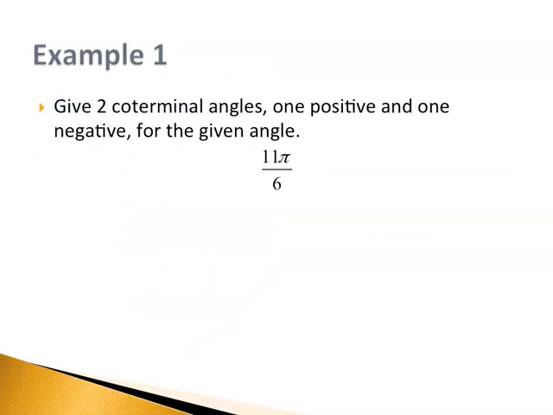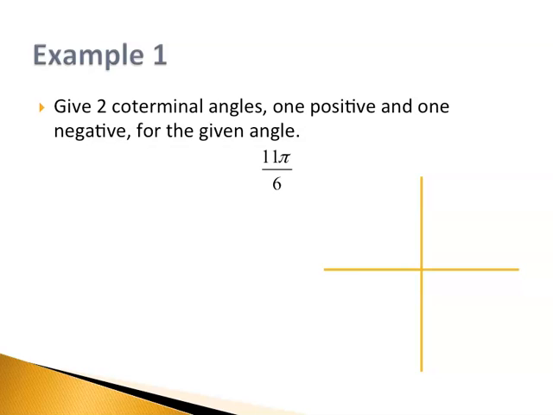Let's do example 1. It says, give two coterminal angles, one positive and one negative, for the given angle, 11 pi over 6. Let's start by drawing 11 pi over 6. We want to get used to using radians and not having to convert back and forth from radians to degrees, because otherwise, if you're trying to give an answer in radians, you'll have to convert back from degrees into radians. So let's start thinking about it this way.